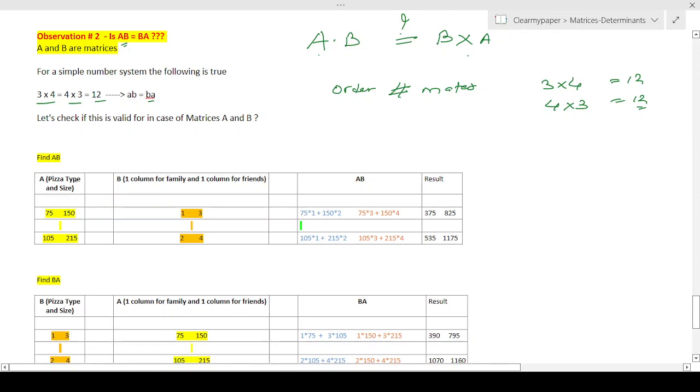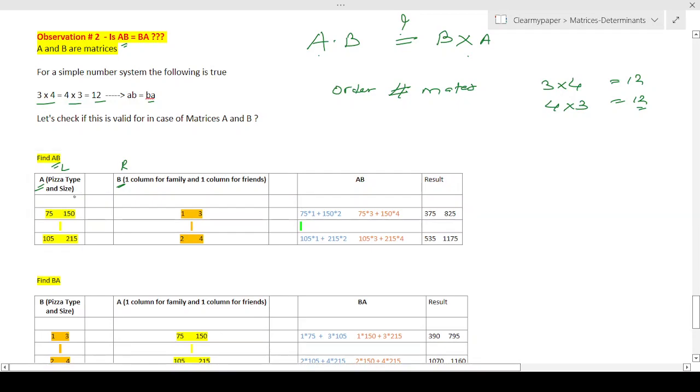Okay, so let's take the first example, AB. This is the A matrix, this is the B matrix. A is on the left and B is on the right. A is the type of the pizza. So let's say we're going to make a computer program, and I'm going to give you the numbers, you just multiply. The number I give you first is the type of pizza, whether regular or medium, or simply veg and non-veg. And in the next matrix, I'm going to give you the number of orders. The first column here is the number of orders for my family, and the second column is the orders for my friends. Now you calculate.